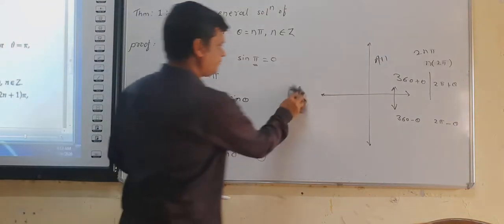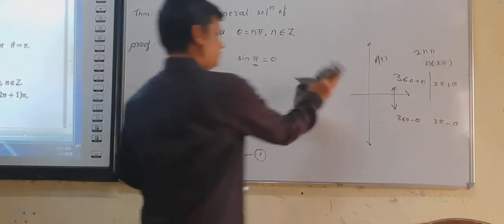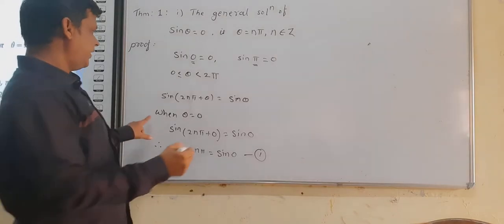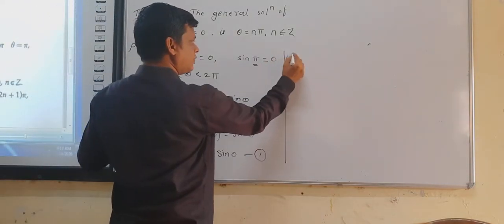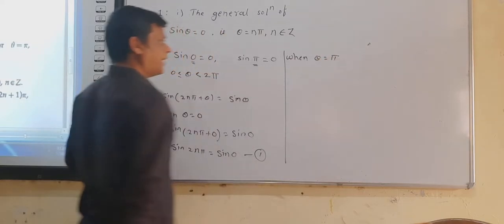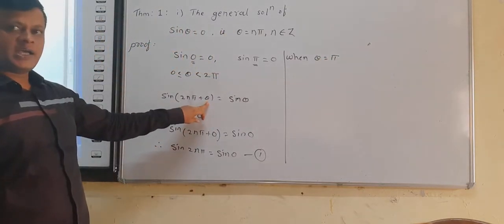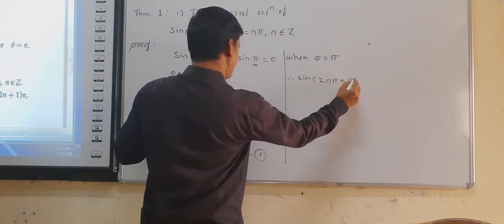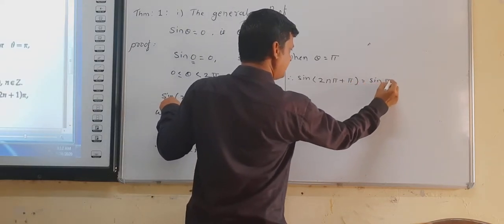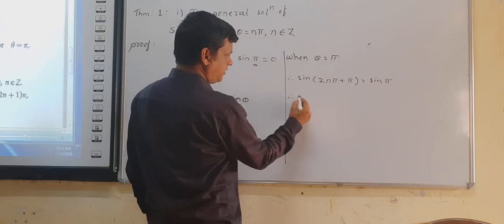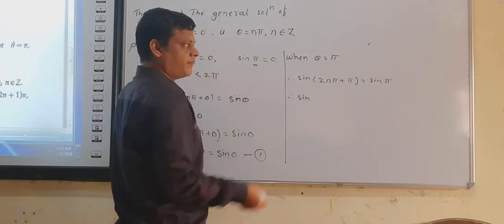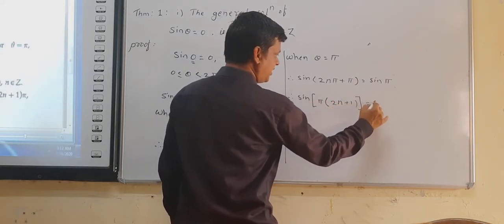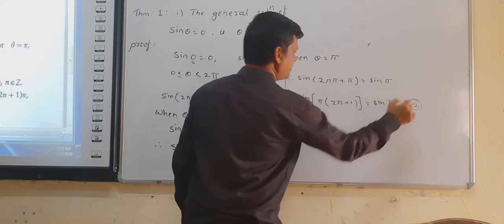Now see the second. When theta equals pi, now substitute the value of theta as pi in this formula. Therefore sin of 2n pi plus pi equals sin pi. Now taking pi common, we get sin of pi times (2n plus 1) equals sin pi. We note this as equation number 2.